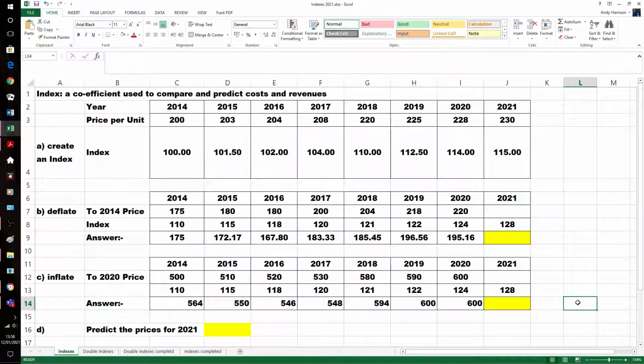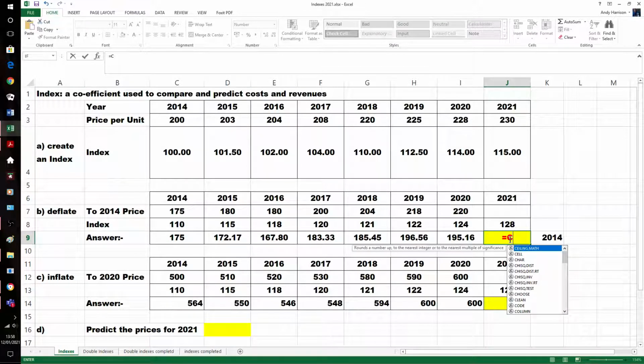So the other thing we use it for is to predict the prices for 2021. Now we could either use the last year or we could use the base year. So if we use the base year, so this will be based on 2014, we will take the cost from 2014, divide it by its index, and then times it by the predicted index for this year, 2021.